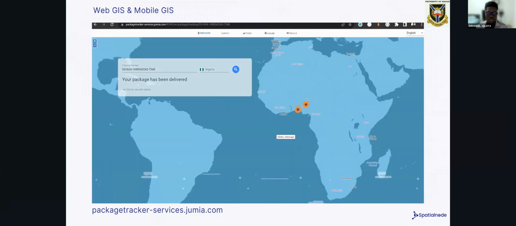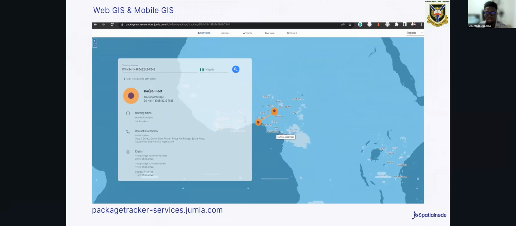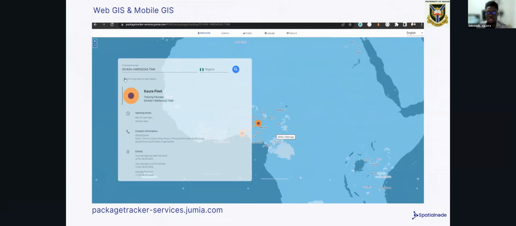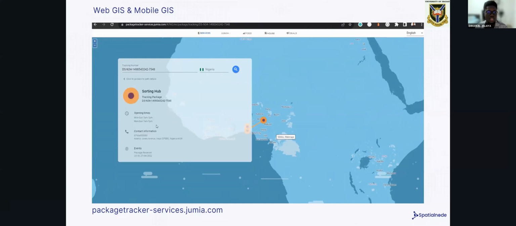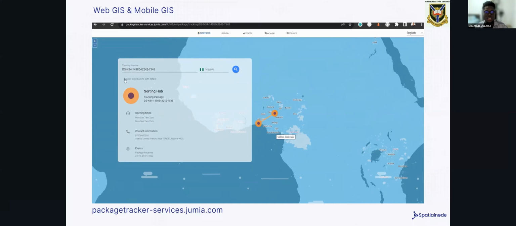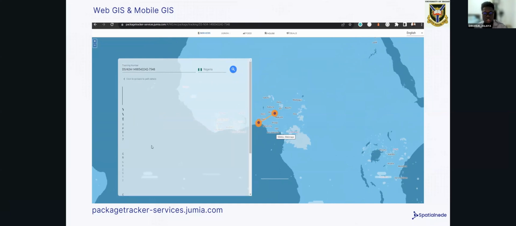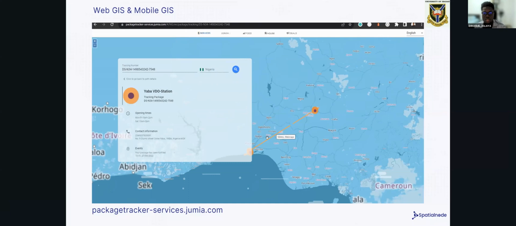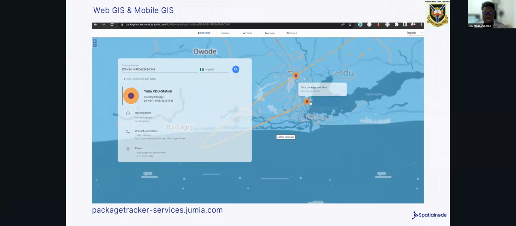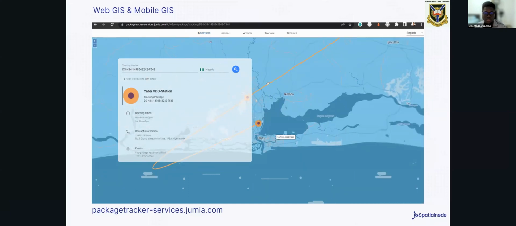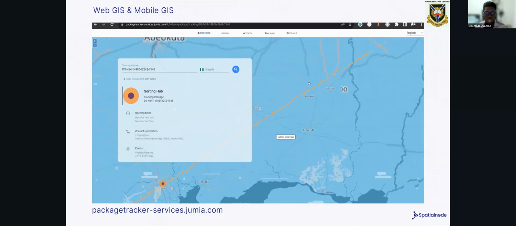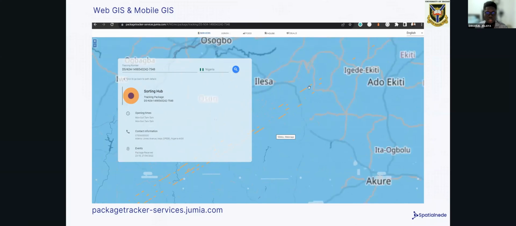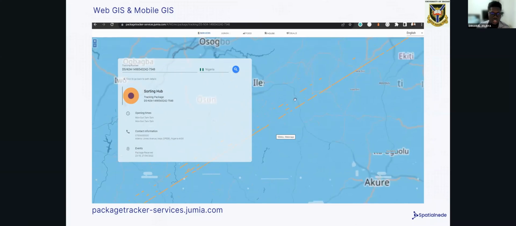And then the platform, this web interface, as you can see, there are maps there, and maps are one of the outputs of GIS. Which is very interesting. So this is a very basic example of using GIS, to track your package. And it's very exciting to see that even Jumia is using web GIS. GIS has different applications, so you can categorize it as web GIS.